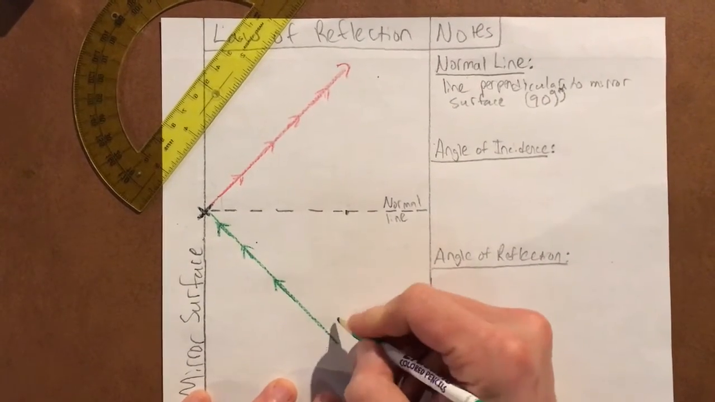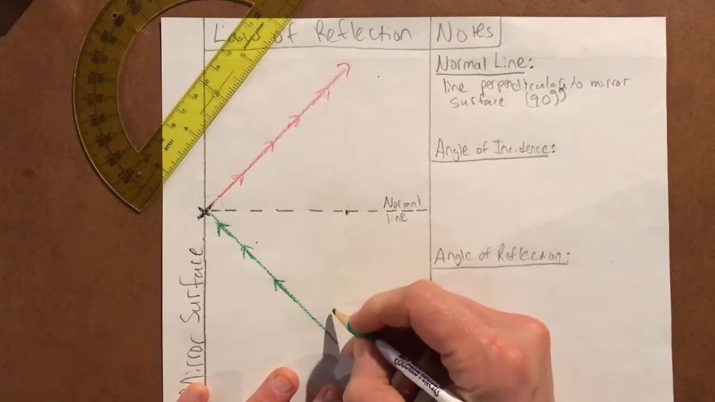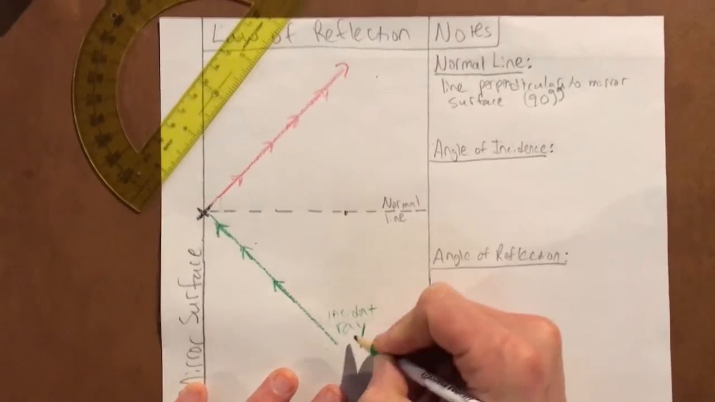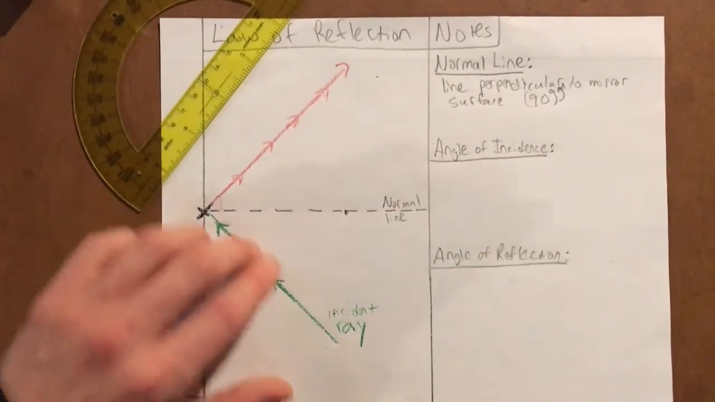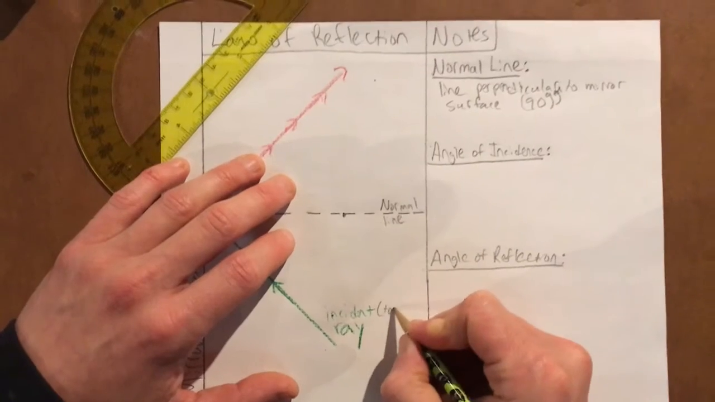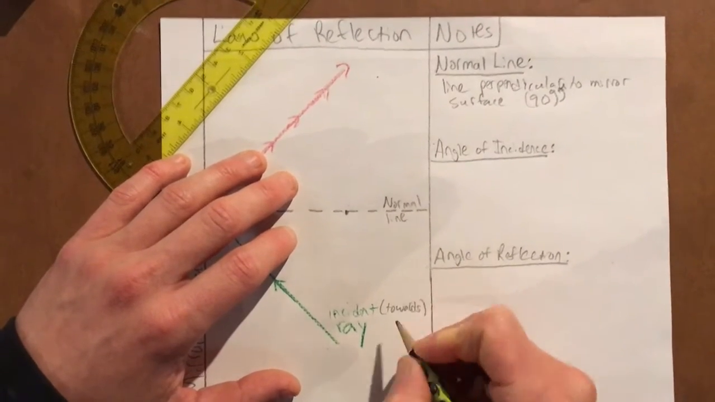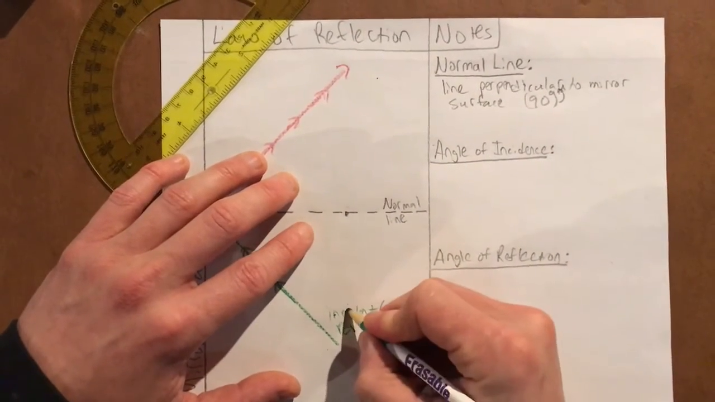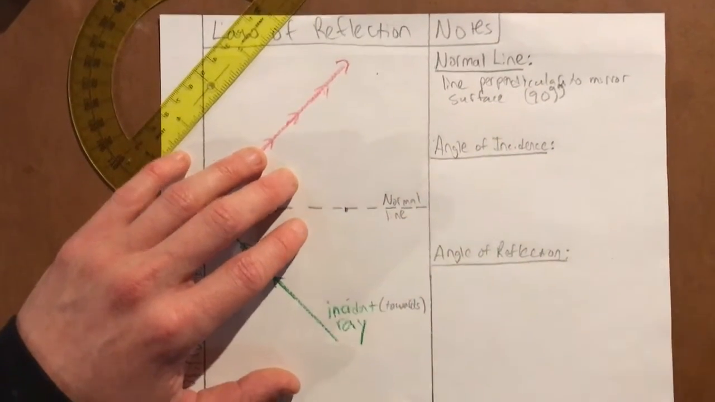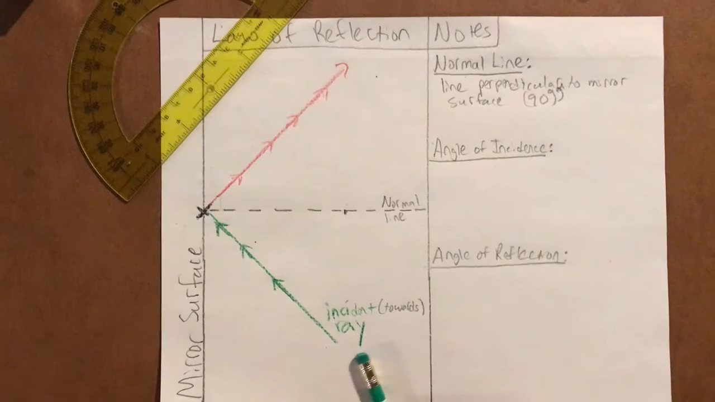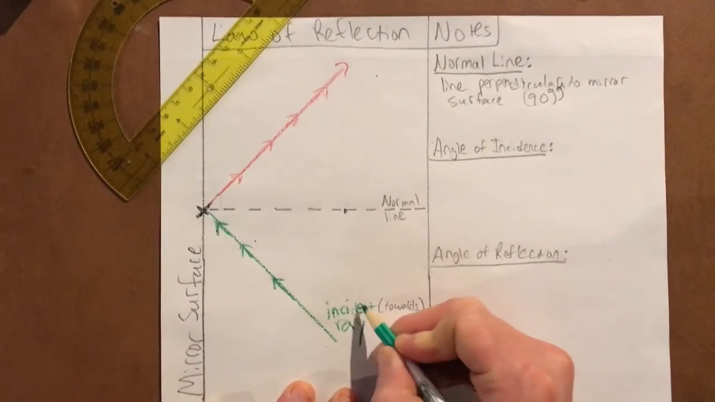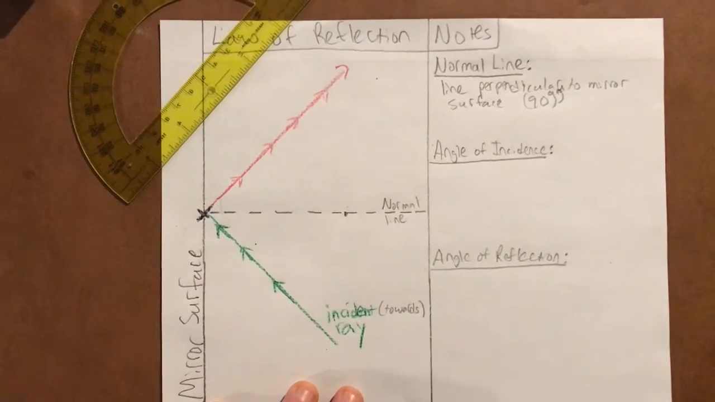This ray heading towards the mirror is called the incident ray. So incident ray means, incident means towards. It's incident upon the mirror, means it is going into the mirror, okay? Incident means towards. I-N-C-I-D-E-N-T, okay? Incident.